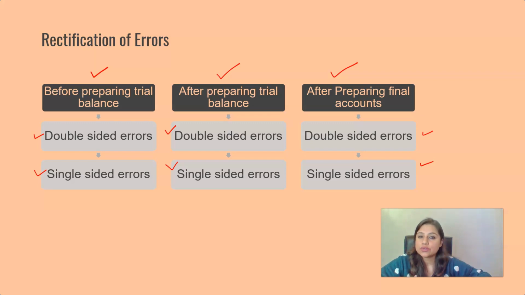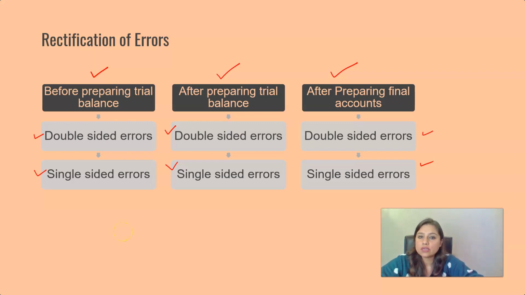So that is what we are going to take a look at while proceeding further: in the case of double-sided errors, how we make a rectifying entry, and in the case of single-sided errors, how we make an entry. And then again, the three conditions would be: once the error is rectified before preparing a trial balance, how such entries are done; after preparing the trial balance, how such entries are rectified; and after preparing the final accounts, what the challenges involved are, whether the entries need to be rectified, and how such entries will be rectified.